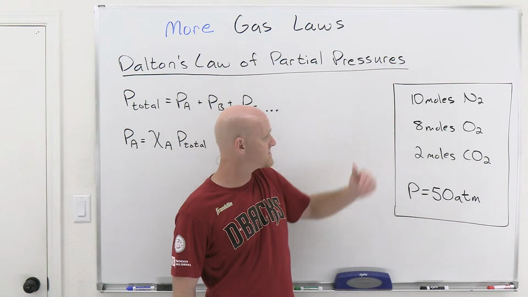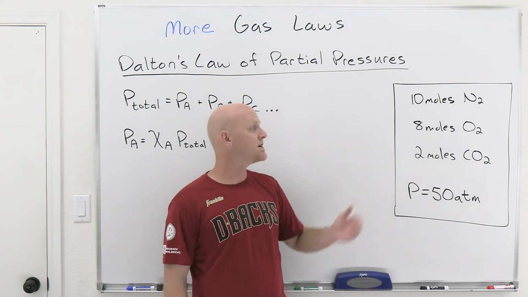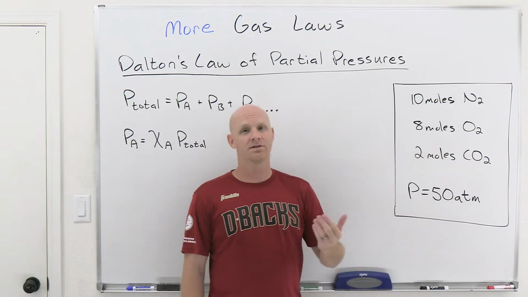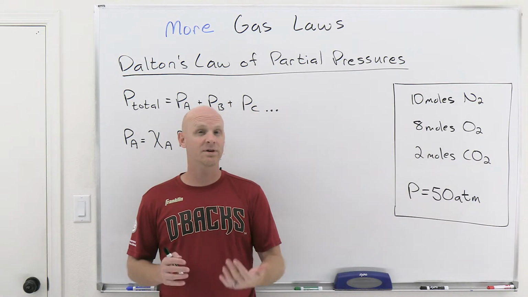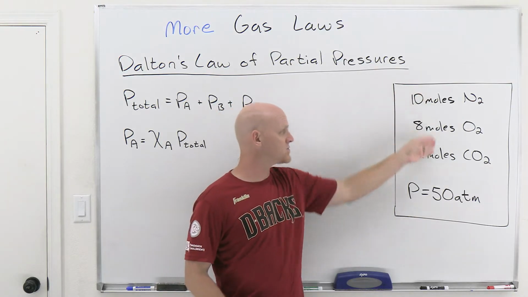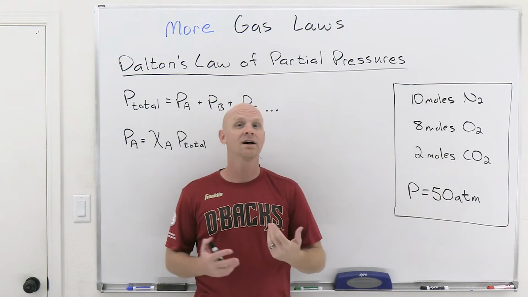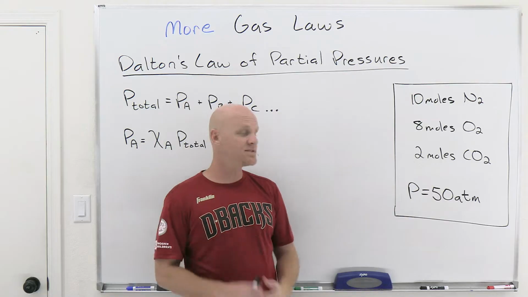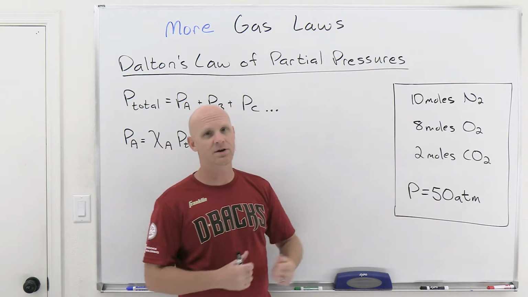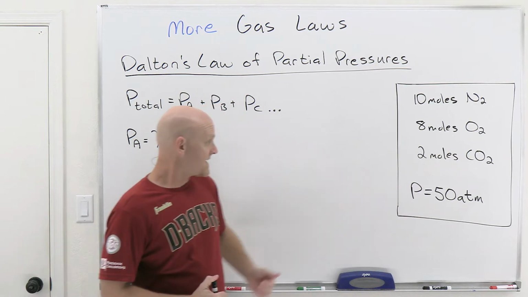So we figured out that N2 is responsible for 25 of the atmospheres, O2 for 20 of the atmospheres. Well, then the rest must be CO2's responsibility, and that's going to be an additional 5 atmospheres. But we could once again say, well, it's 2 out of a total of 20 of the moles of gas. That's 1/10 or 10%, and 10% of 50 atmospheres would be 5 atmospheres, just like we concluded. So that's kind of how this works.